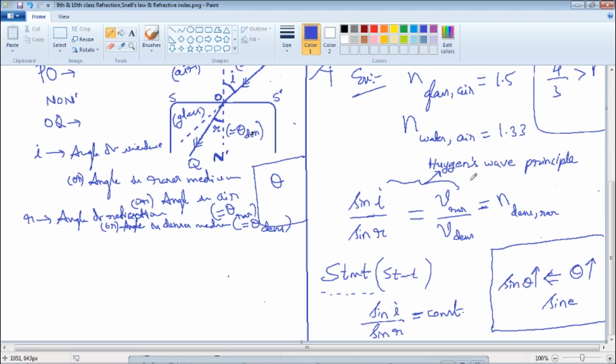Later Huygens, from his wave principle or his special theory called wave theory, using this theory, Huygens actually proved that sin i by sin r will be constant. The reason is he found out that sin i by sin r is really equal to the ratio of velocities of light in the two media. Velocities being constant, definitely this ratio has to be constant. That's the final thing given by Huygens.